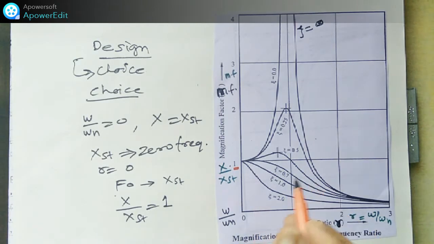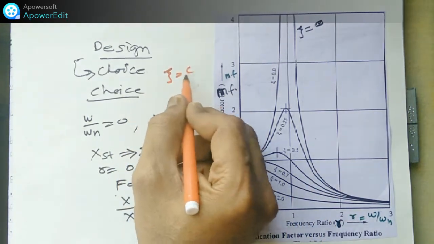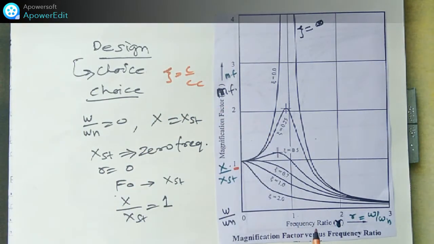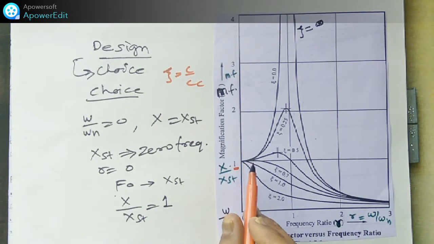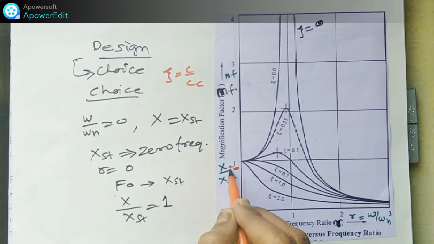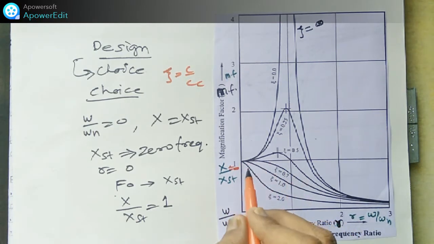Zeta we know is c by c_c, the damping ratio, you can find out its value. All the curves start here at point 1 because x by x_st is equal to 1. In this case x by x_st is equal to 1, so all the curves start at x by x_st equal to 1.